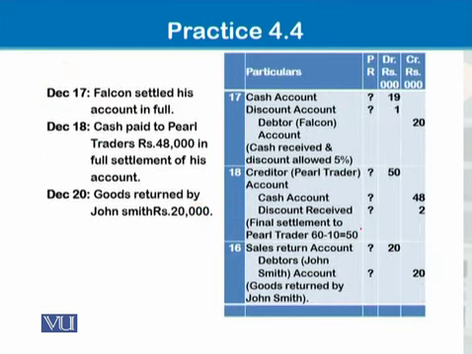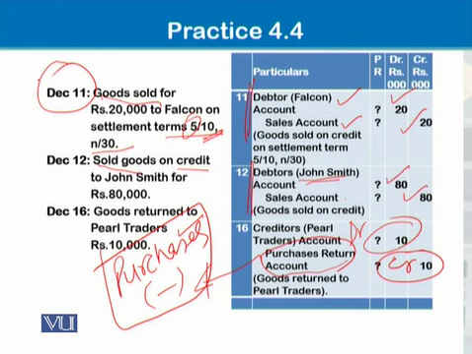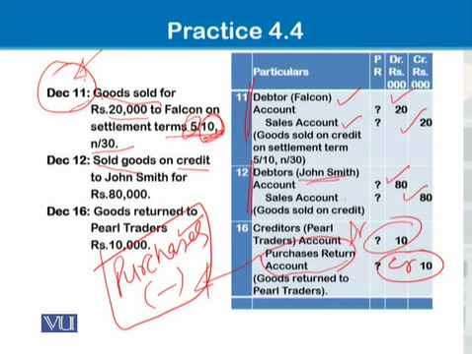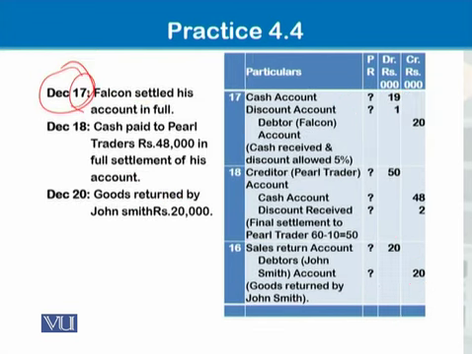Falcon settled his account in full. So settlement of Falcon in full on 17th December. Remember, when we sold goods to Falcon, that was 11th December, and that was based on a settlement discount of 5%. So now, if it is being settled within 10 days, discount should be there. So it is within 10 days. It was originally sold on 11th and being settled on 17th of the same month.